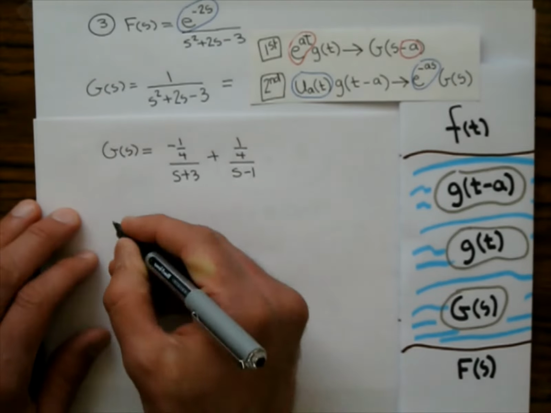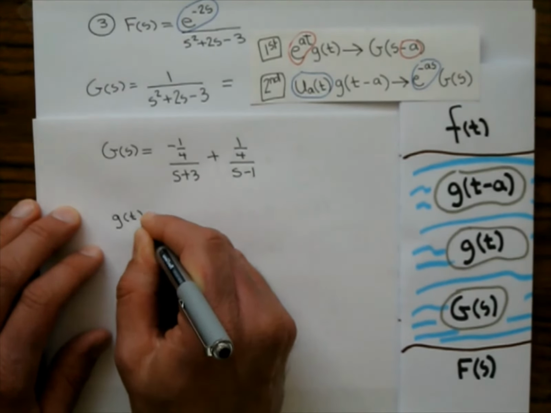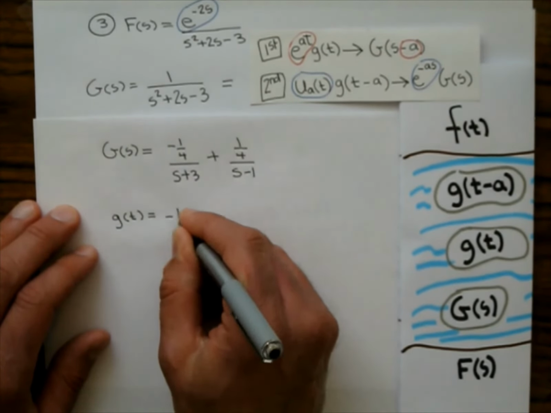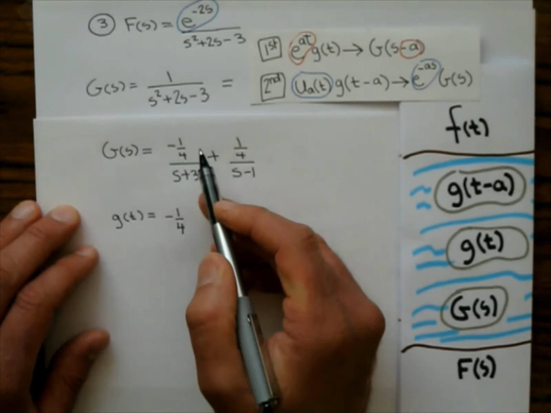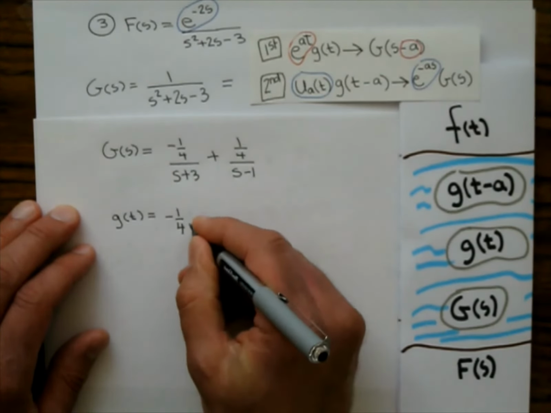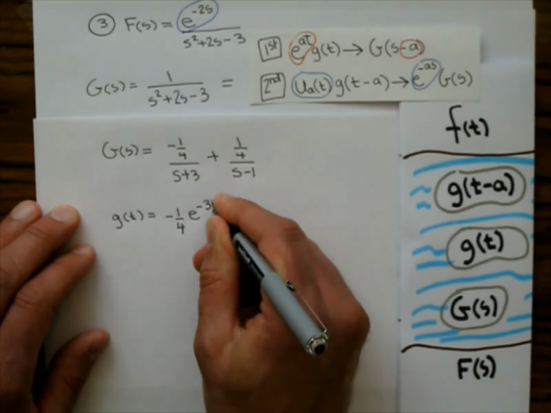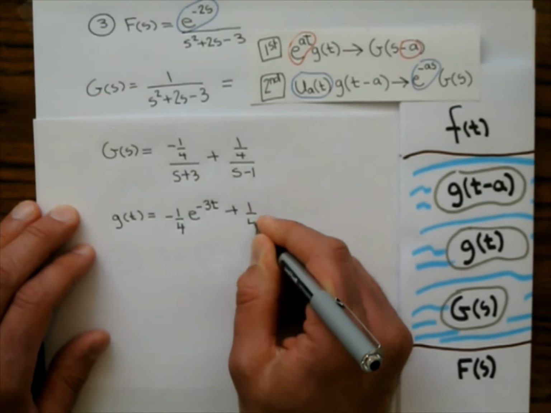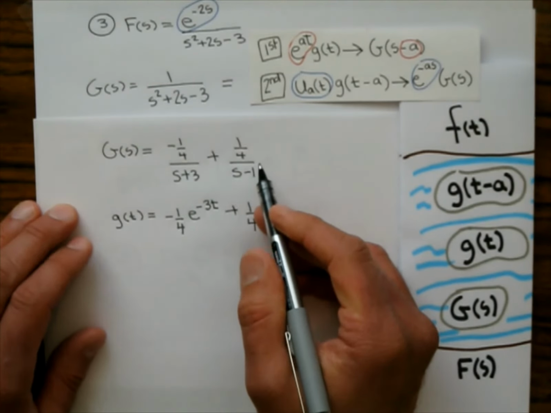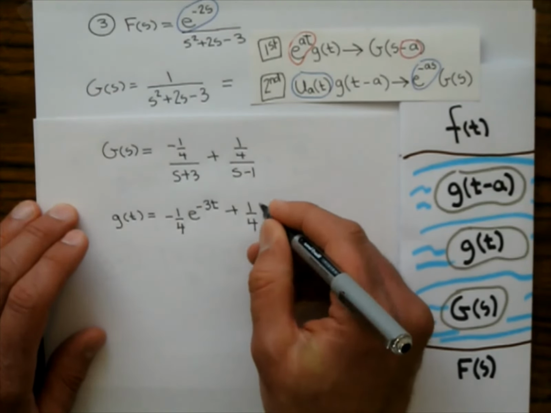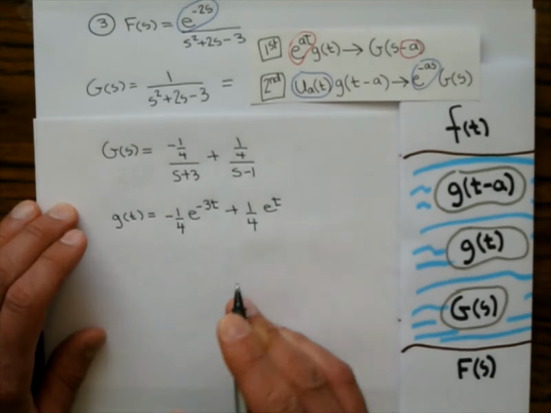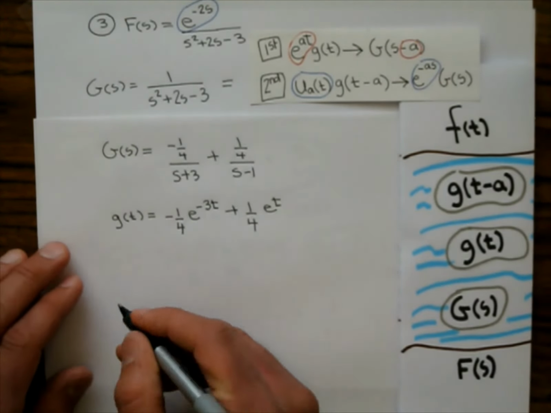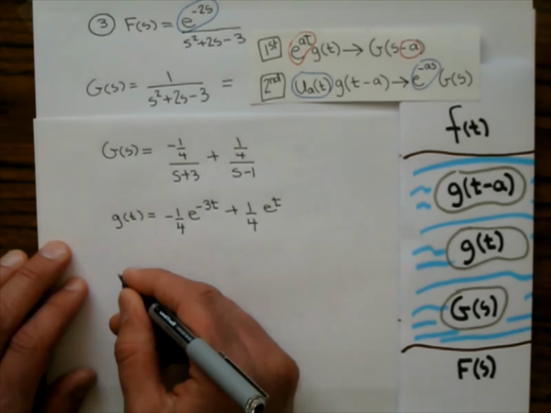And so g of t is equal to negative 1/4, which is just a constant, and then the inverse transform of 1 over s plus 3 is e to the negative 3t. Then I have this guy right here, plus 1/4, and then the inverse transform of 1 over s minus 1 is e to the t. And so now I'm on the middle stone, and some of you are going to jump to the shore from now, but I'm just going to take baby steps here.